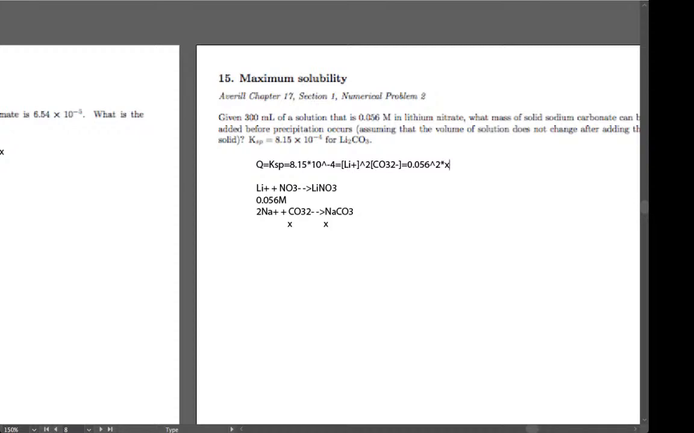In this case, the x here would equal 0.25326 molar. Yeah, pretty close. And so that's the concentration of sodium carbonate as well.